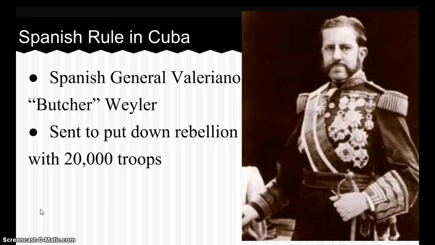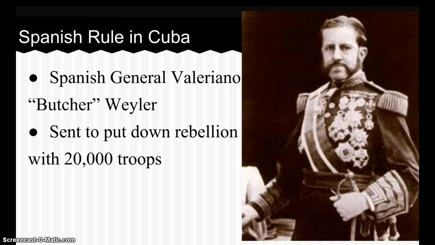So guys, I gave you his name. It's General Valeriano, and I want you to put his nickname down. For his nickname is the Butcher, for he is known for his harsh and vicious reputation. Oh, sorry, his last name is Weiler. So Valeriano Weiler. But here's his nickname. I want you to know, guys. Put down. He is sent to Cuba to put down the rebellion with 20,000 troops.